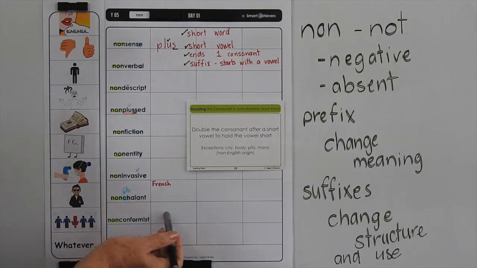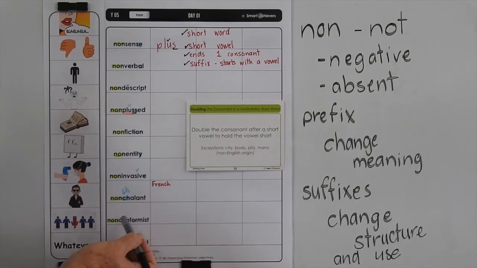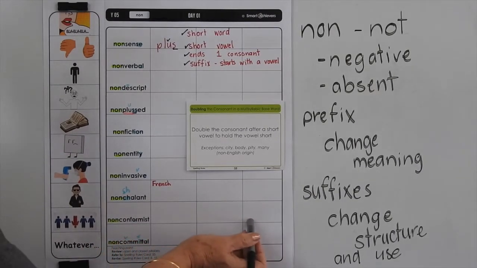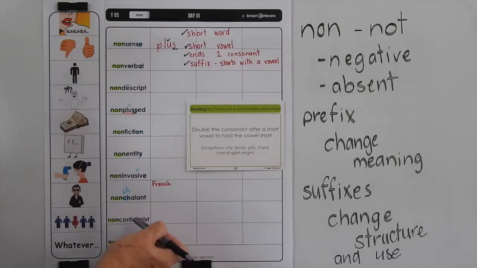So don't forget, in each of these spaces you're going to go through and read the word, write it, check it, write it, check it, write it, check it. If you make a mistake, you're going to rub it out and do it again.